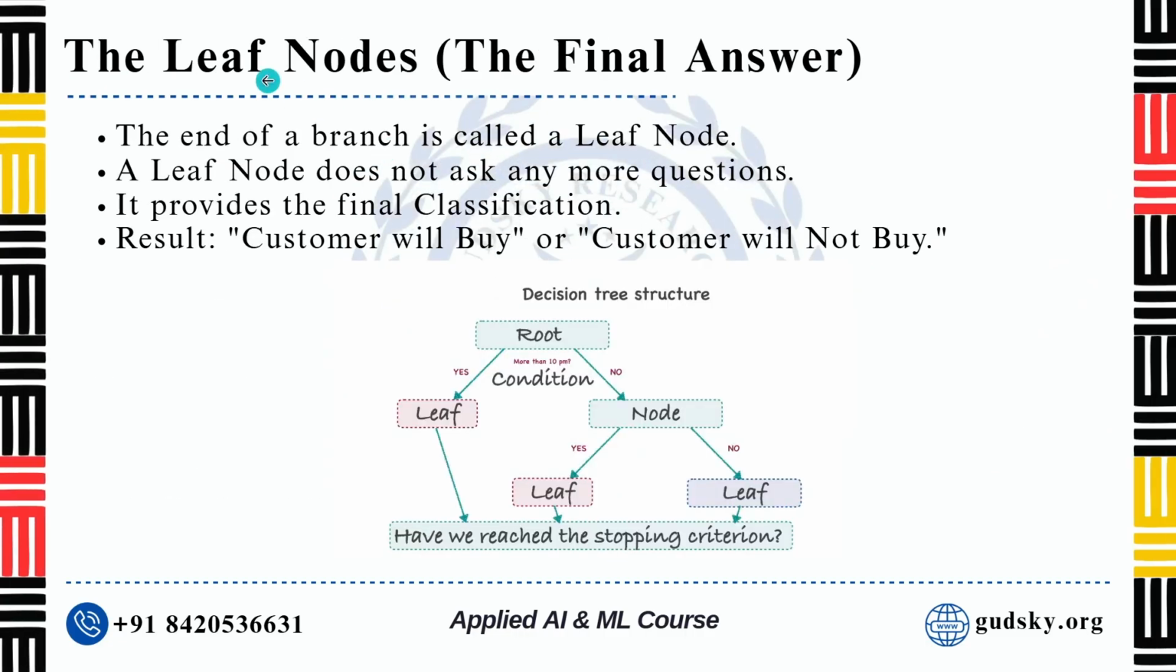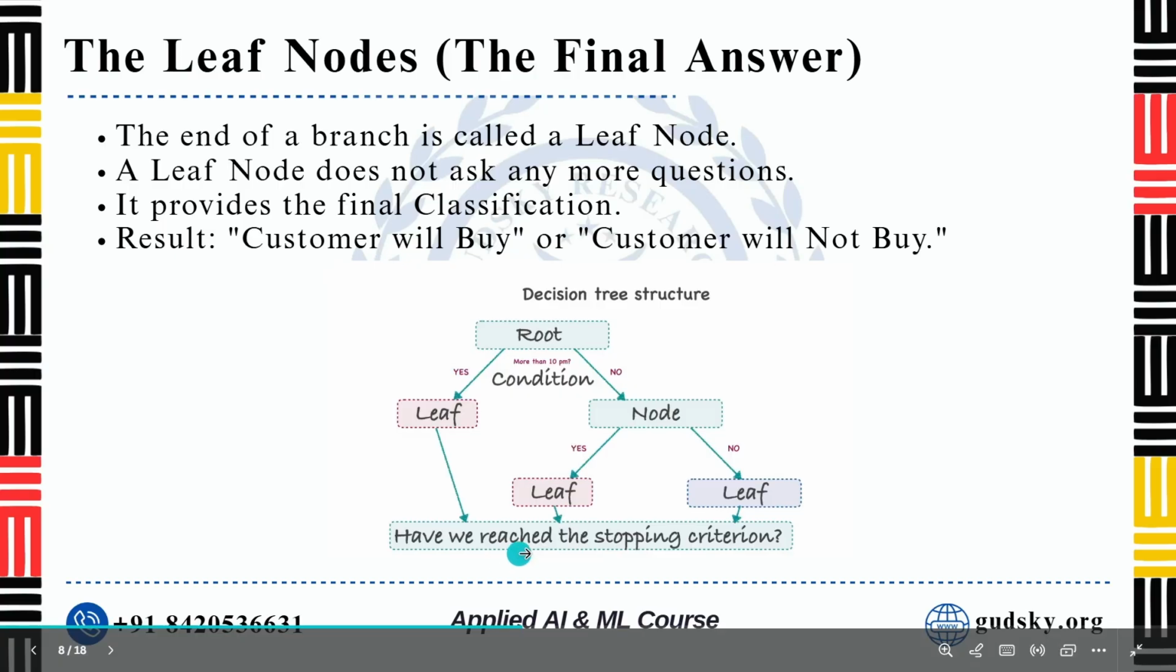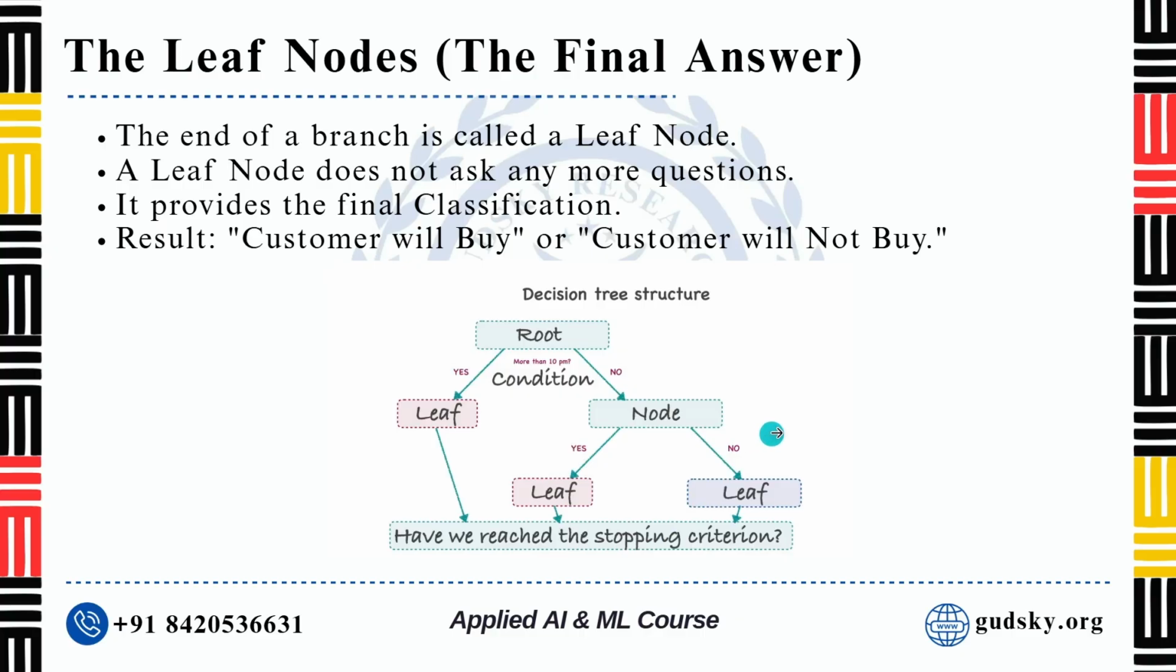And the last thing, the leaf node, the final answer. Eventually, the questions stop. We reach the leaf node. These are the ends of the road. A leaf node doesn't ask a question, it gives us the final answer. Just the final answer. In our case, it will simply say this person will buy or this person will not. Simply, a customer buys or not.